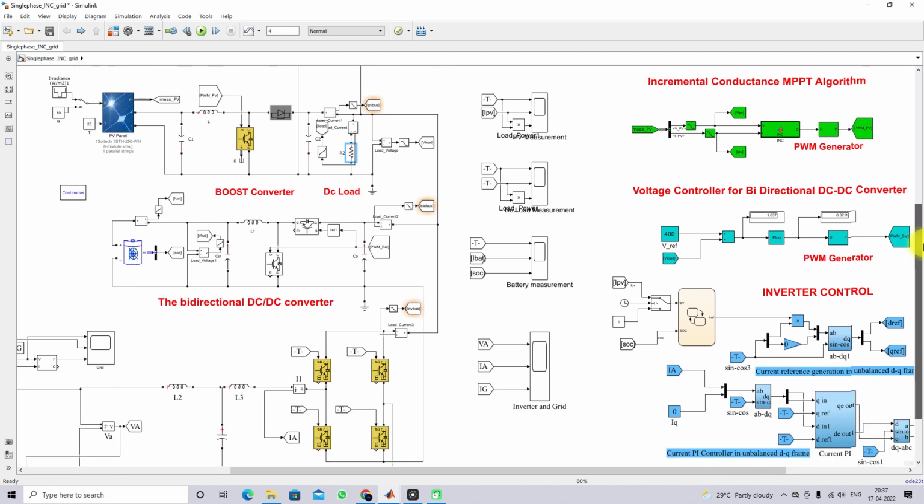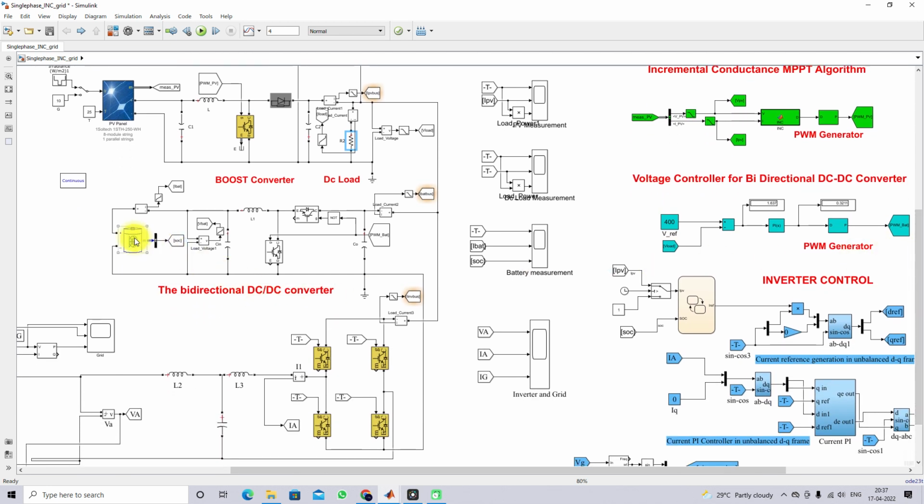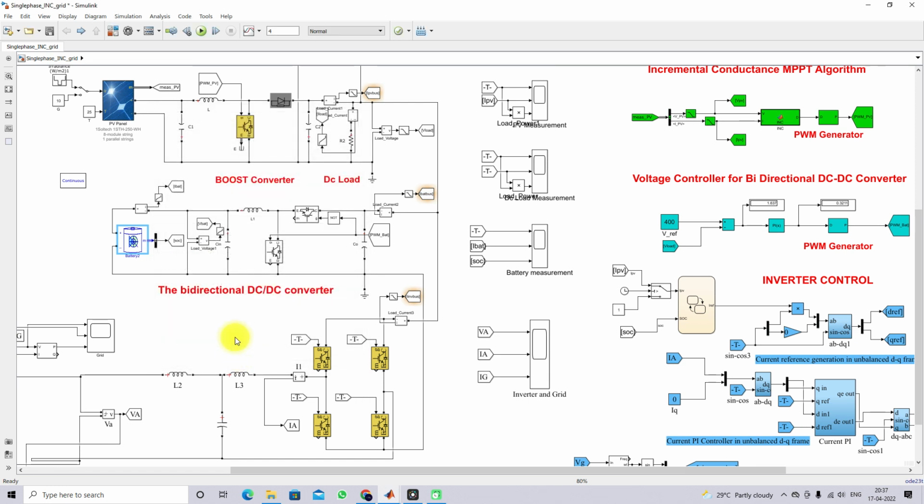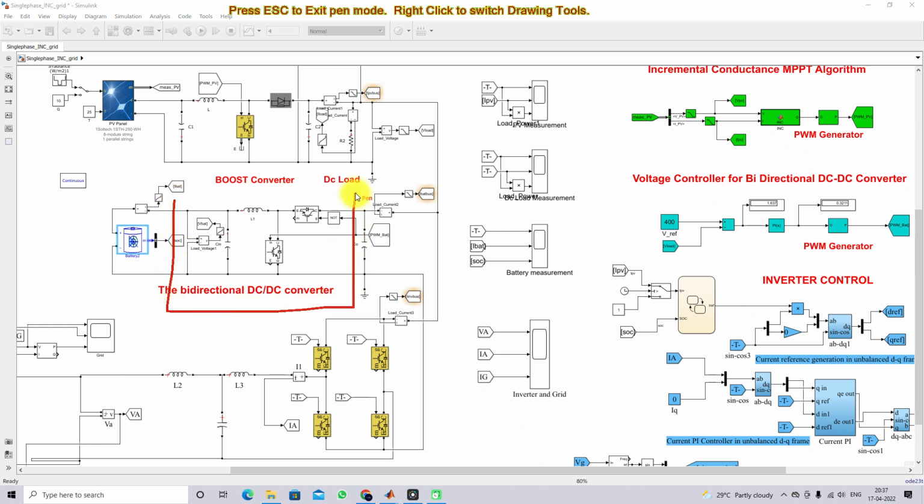So next you have to see about the battery system details. So here we are using a battery of 12 into 22 volt, and then the rating of the battery is 48 Ah, and the state of charge of the battery here is 50, and it's going to be connected to the DC bus via this bidirectional converter, and this bidirectional converter is controlled by means of a voltage controller.